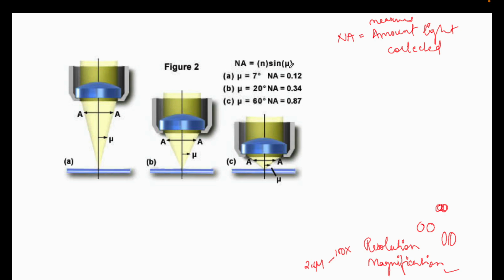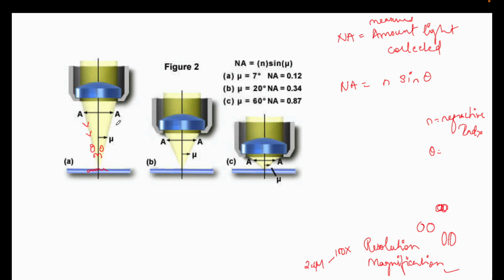Numerical aperture is n sin theta. The numerical aperture is given by the general formula n sin theta, where n is the refractive index and theta is the angle. So what is theta? Here the light is traveling in this direction, it reaches the specimen here and it reflects back. So this angle is theta. This is the theta angle which we are measuring here.